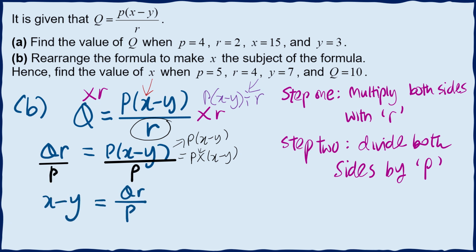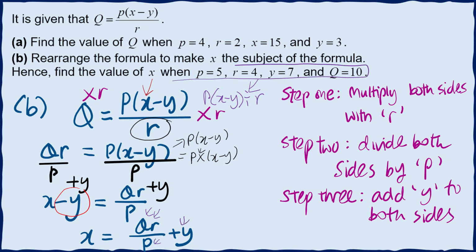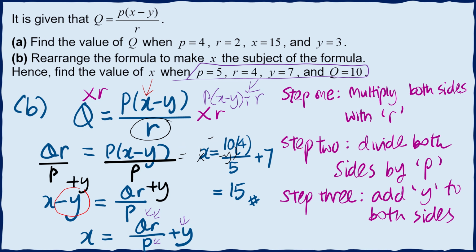And of course, the opposite of negative Y is positive Y, so add positive Y to both sides, and we get X equals to QR over P plus Y. Then replace all your letters Q, R, P, Y with whatever is given here, and basically just use your calculator to evaluate it. And you have X equals to 15. And that ends the video. Right, happy learning.